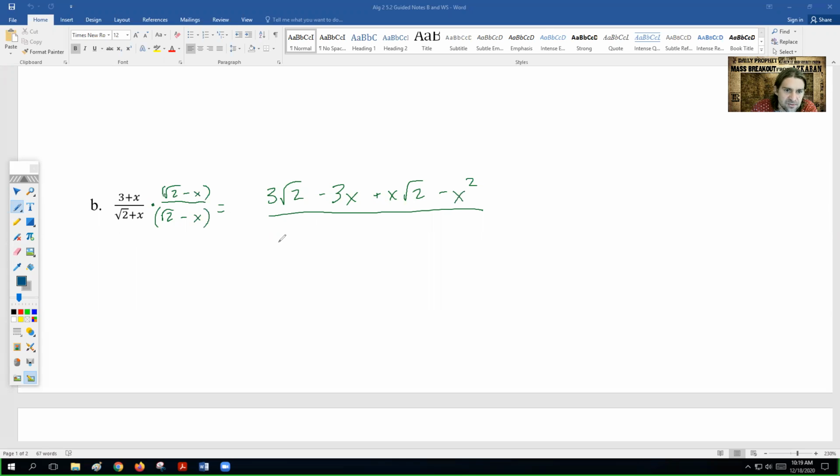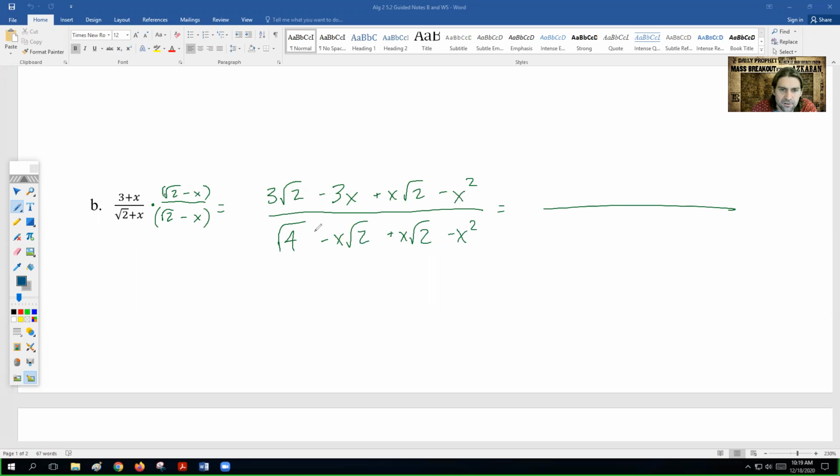Now on the bottom, radical 2 times radical 2 is a radical 4. Radical 2 times negative x is a negative x radical 2. X times radical 2 is a positive x radical 2. X times negative x is a negative x squared.